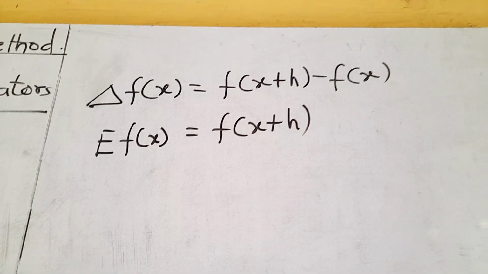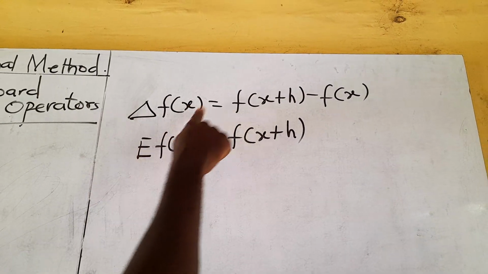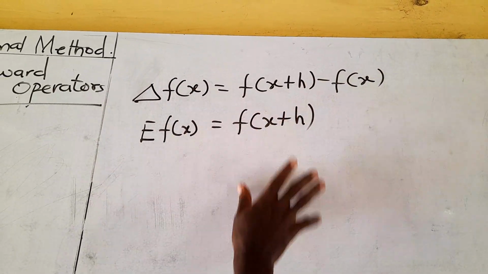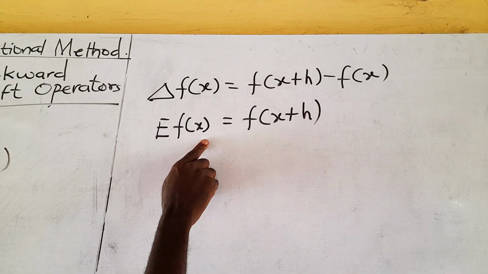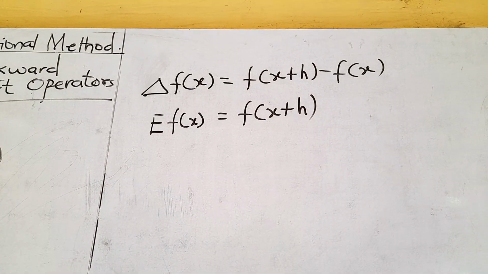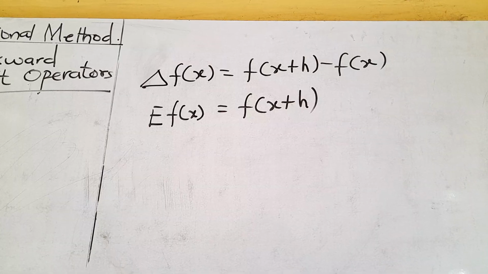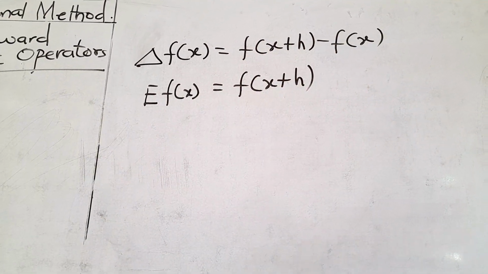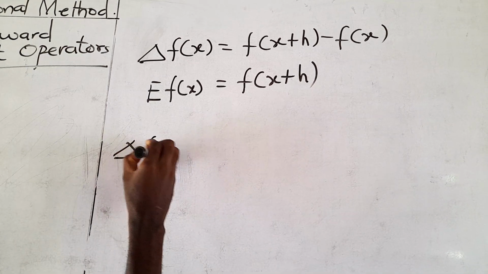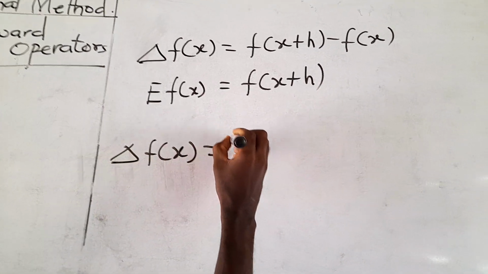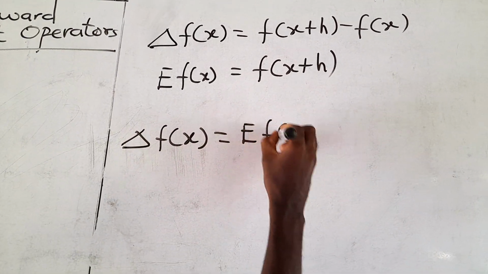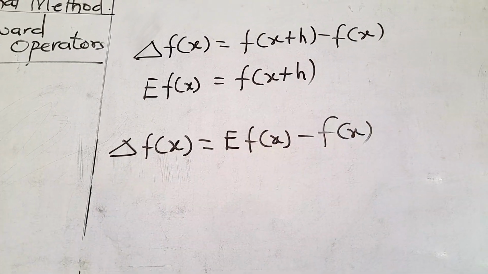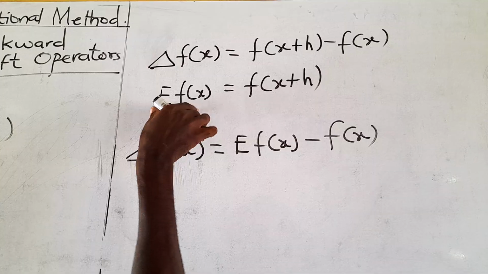So remember we said delta of a function is equal to a function that is greater than it minus the function itself, where h is the interval of difference, and the shift of a function is equal to a function that is greater than it. Can we see any relationship? You can see that this here is just the shift of a function. So you can say delta of a function is equal to the shift of the function minus the function. I hope you get that. So in place of this, I substitute that.